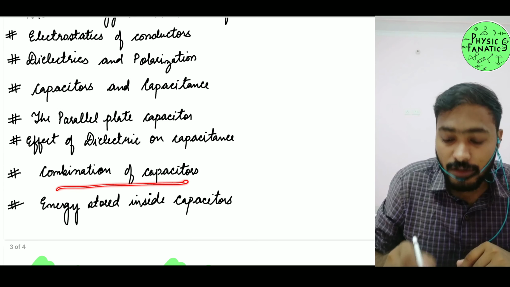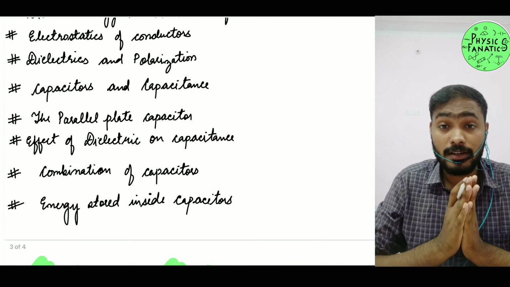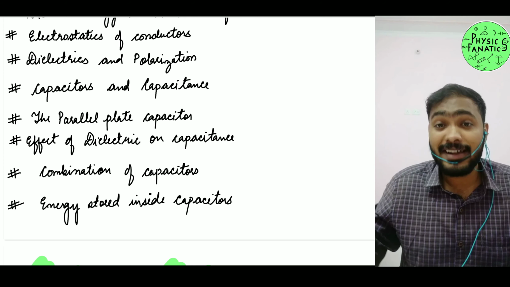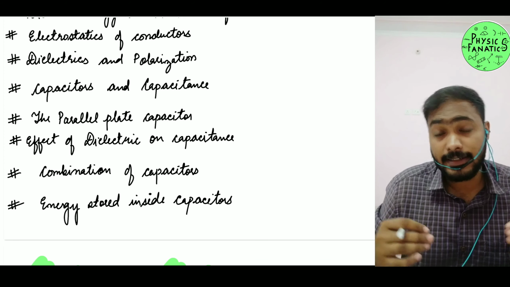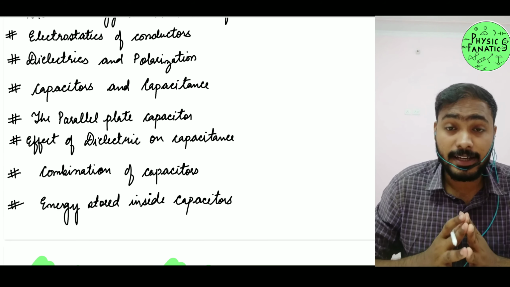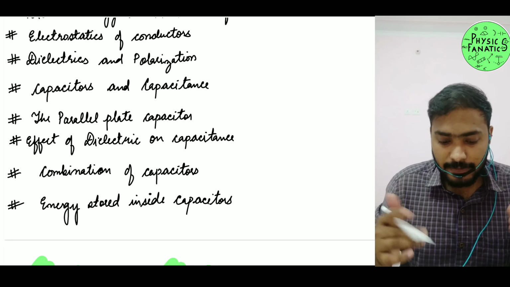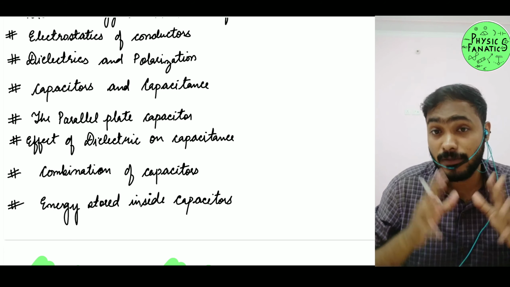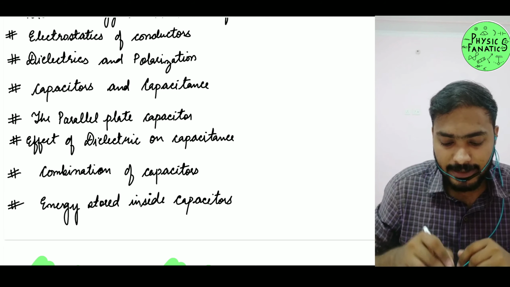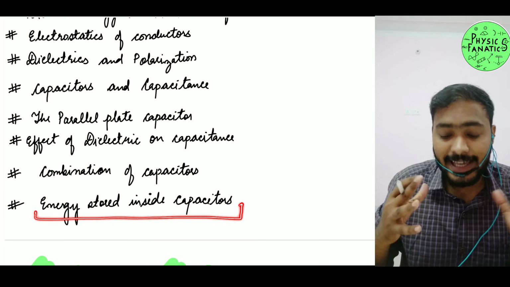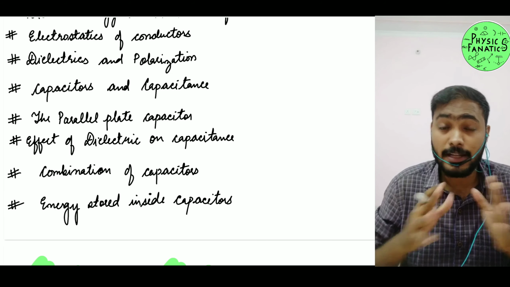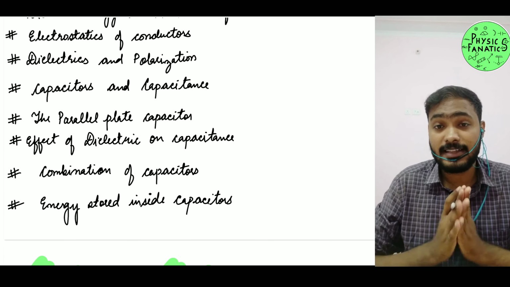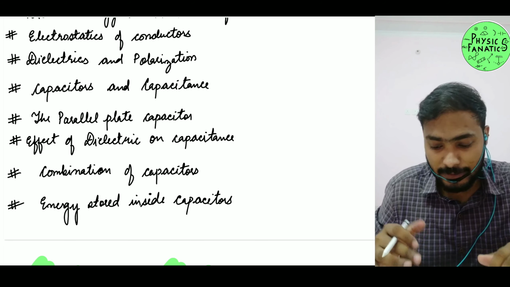Then combination of capacitors. As in the case of resistors, we talked about what will happen to the combined resistance when the resistors are connected in series or in parallel. Very similarly, what will happen to capacitors when they're connected in series, or when they're connected in parallel? We will talk about that. The last final topic is energy stored inside capacitors: how to calculate the energy that is being stored inside the capacitor. That is something we are going to talk about.